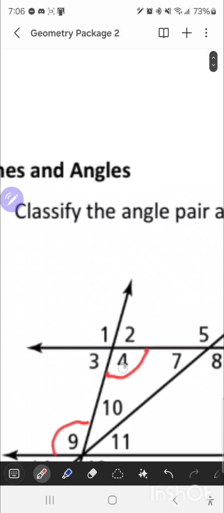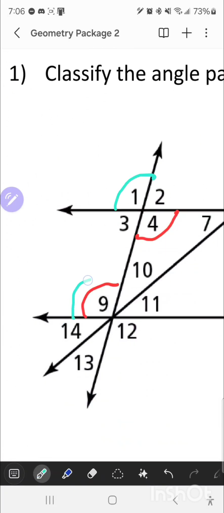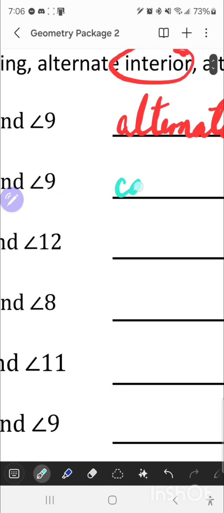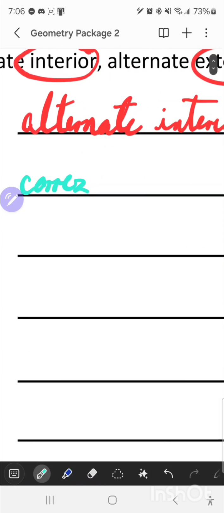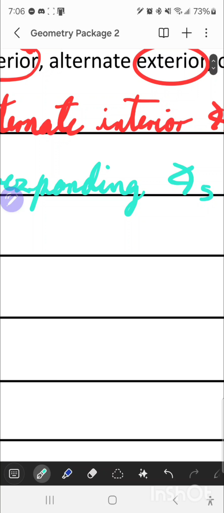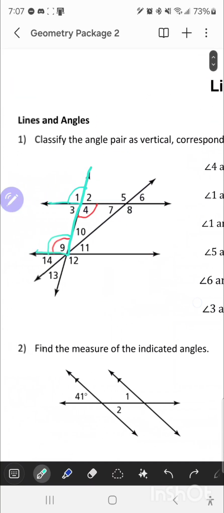Now, 1 and 9. Okay, 1 and 9. Use another color. I say, okay, this is 1. This is 9. And if I draw a figure, oh, this is an F. So they must be corresponding angles. So I come here and I say, okay, corresponding angles. Corresponding.